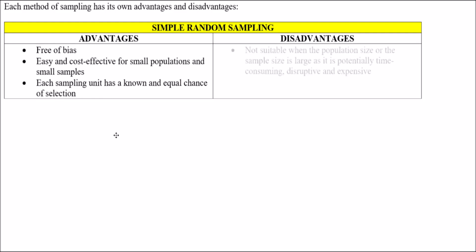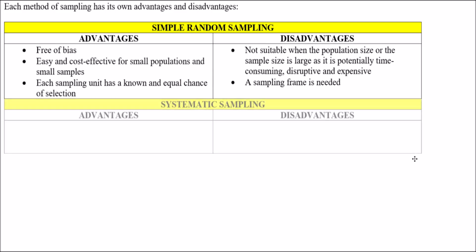Some disadvantages. It's not suitable when the population size or the sample size is very large, as it's potentially very time consuming, disruptive and also expensive. Remember, surveys, questionnaires and sampling are real life things. It's not pure maths, this is applied, so time and money always need to be taken into account. And a sampling frame is needed as well, that's a big thing. You need to comb through all the raw data and put it into a usable sampling frame.